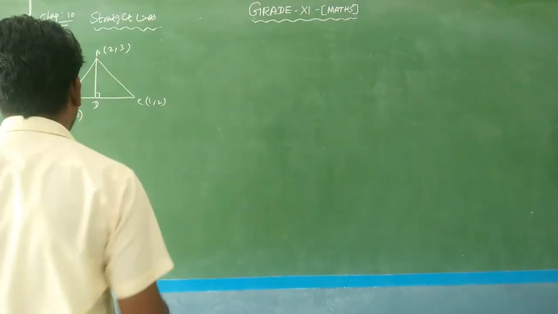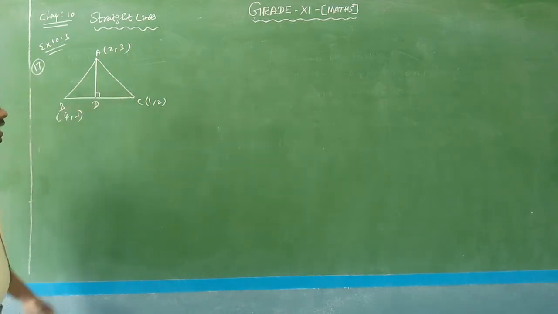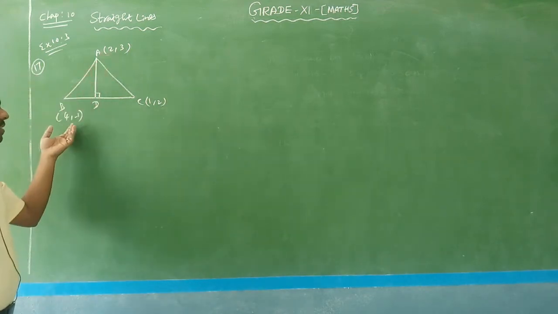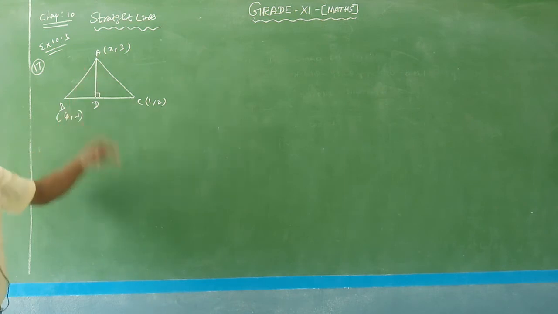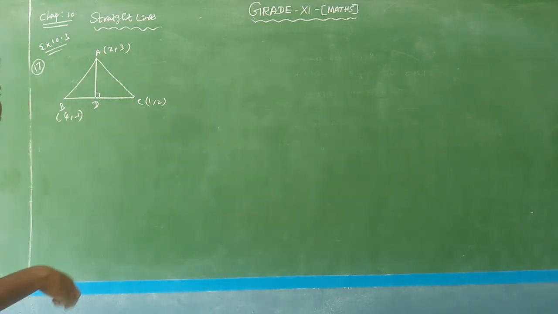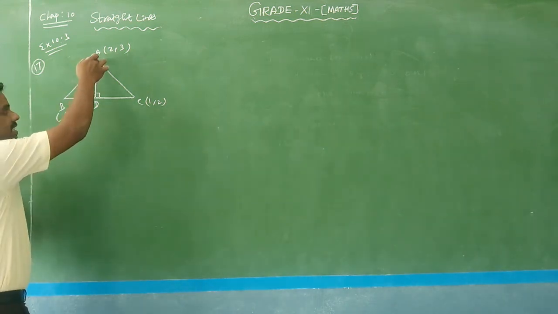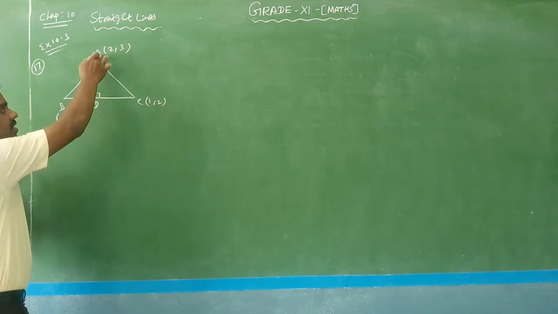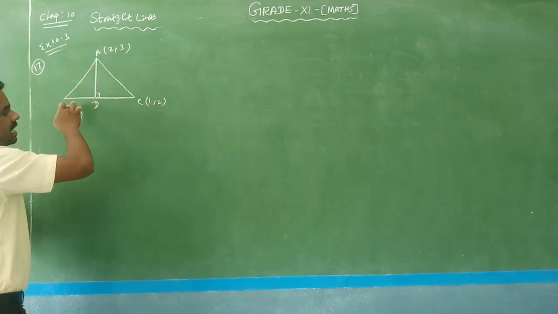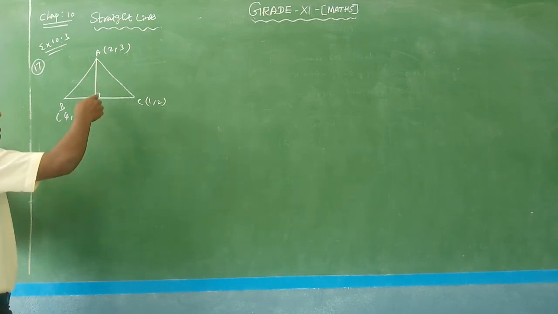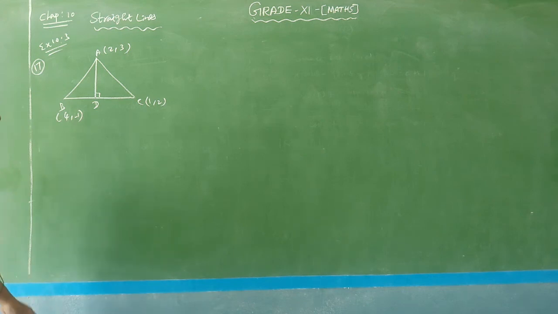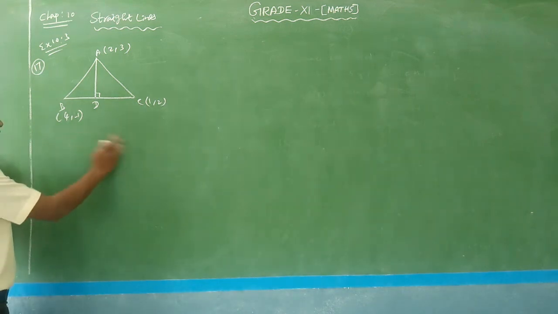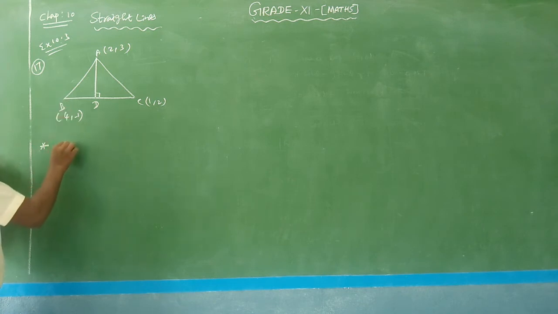Given information: ABC is a triangle with vertices A is 2, 3, B is 4, minus 1 and C is 1, 2. Find the equation of the altitude from the vertex A. This is vertex A, so the altitude AD is perpendicular to BC. The required answer is the equation of line AD and the length of this line. First of all, ABC is a triangle.